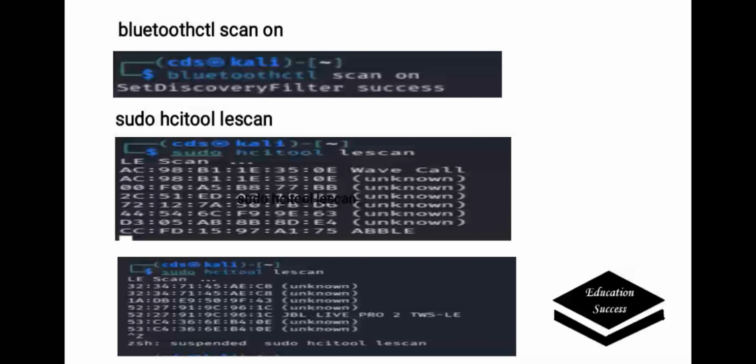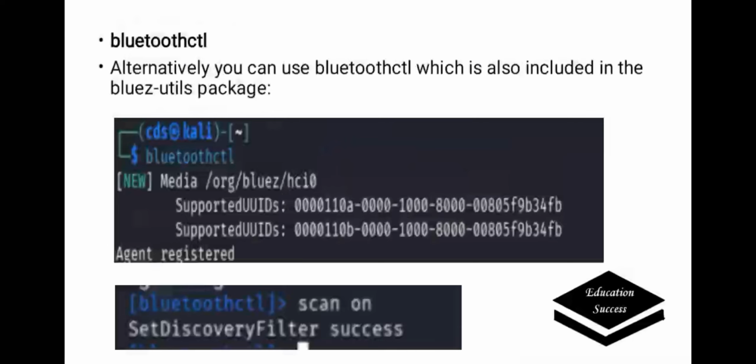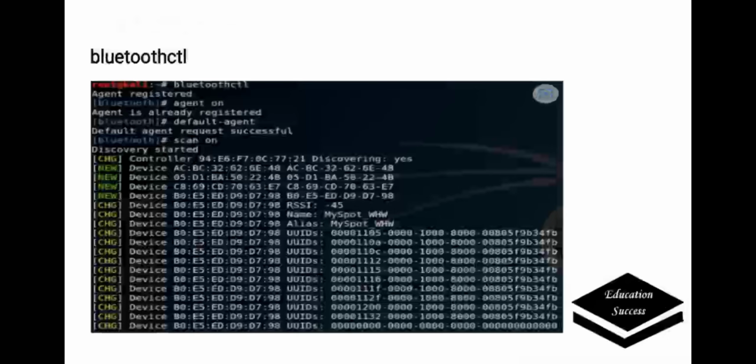The next command is bluetoothctl. Alternatively, you can use bluetoothctl for scanning, which is also included in the BlueZ package. So we will write the command bluetoothctl. When we run this command, it will first show the output as agent registered and default agent. After that, it will show you the list of nearby Bluetooth devices and their Bluetooth names.